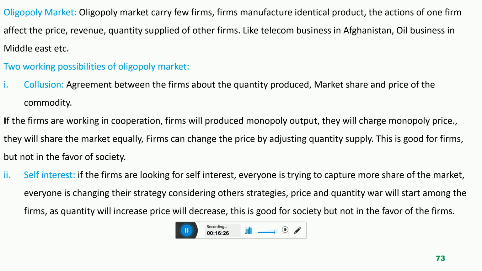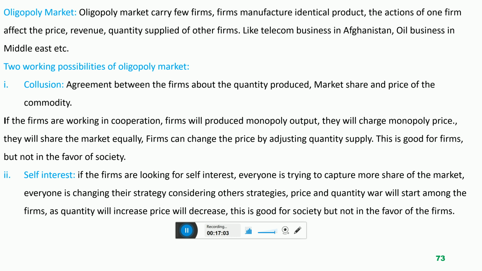Now two working possibilities of the oligopoly market. This oligopoly market can work in two different ways. The first, collusion. What is collusion? Collusion means agreement among the companies. So agreement, what type of agreement? Agreement between the group of companies about the quantity produced and sold, agreement among the companies about the price to determine, and agreement among the companies about the market share.